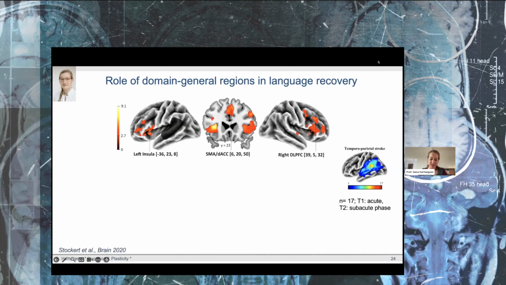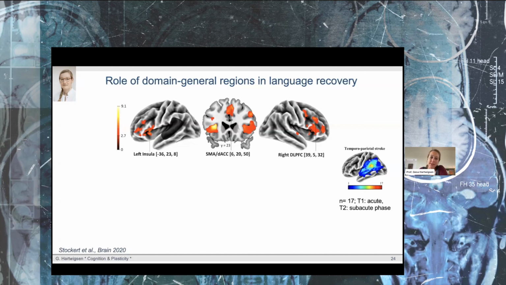So the patients had to come 3 times. They were put into the scanner and had to perform a simple listening paradigm. So they listened to sentences, and this was contrasted against reverse speech. And we found very interesting patterns, and I will focus here on the relatively early changes in task-related activity in those patients with posterior lesions. So they had lesions in their temporal parietal cortex.